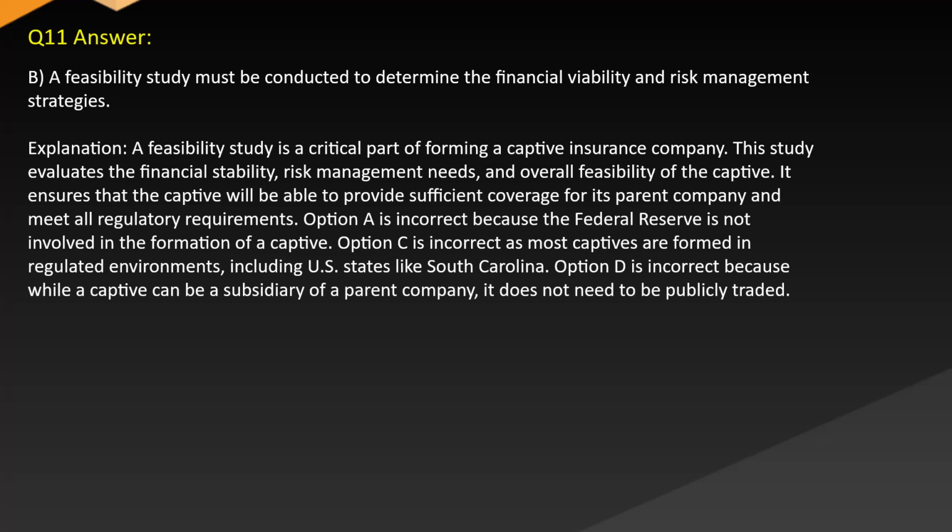Option C is incorrect as most captives are formed in regulated environments, including U.S. states like South Carolina. Option D is incorrect because while a captive can be a subsidiary of a parent company, it does not need to be publicly traded.